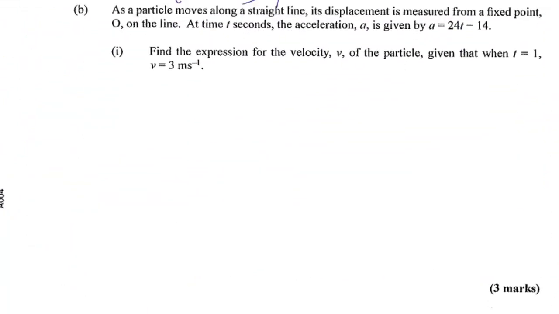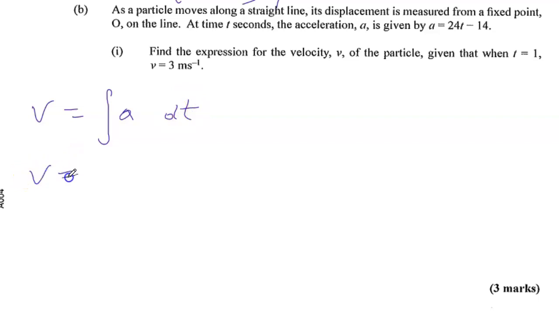Next, as a particle moves along a straight line, its displacement is measured from a fixed point O on the line. At time t seconds, the acceleration a is given by a equals 24t minus 14. Find the expression for the velocity of the particle given that when t equals 1, v is equal to 3 meters per second. So we know the formula for velocity is the integral of acceleration with respect to time.